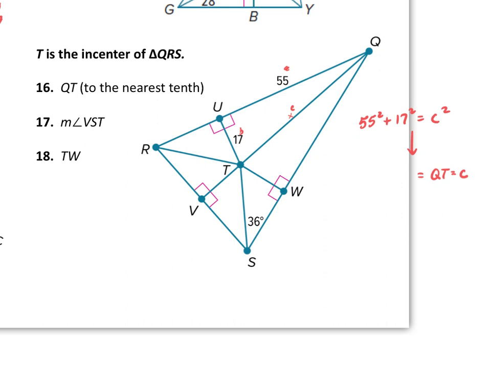Let's see here, what else? VST. Well, these two angles should be the same, so VST should be 36. And then TW, this length is congruent to this length, which is congruent to this length, because that is part of the characteristics of an incenter, that it is equidistant to the sides. So again, this would be 17 and this would be 17. So just using some of these things that we're learning and applying them across the board. These characteristics.